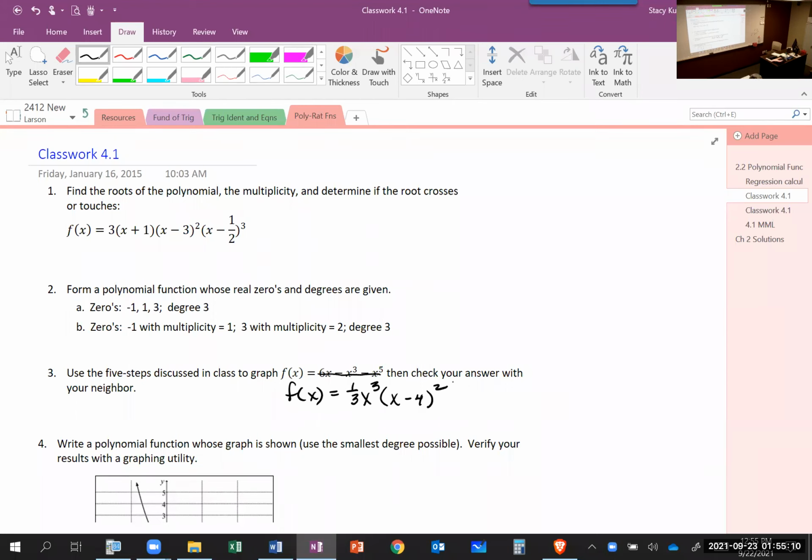A multiplicity of 1 would have what on its parentheses? It would have 1 as the exponent. Okay, how would I rewrite this in its factored form? x minus 6 squared. x minus 3 is in parentheses to the second power, right? So I would have an x times an x squared gives me an x cubed.